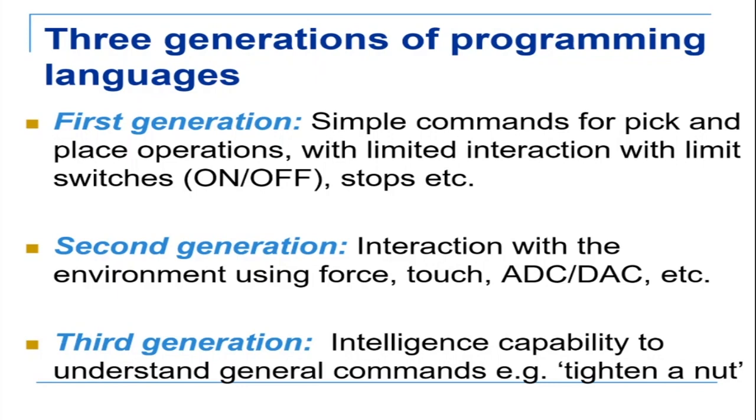Now, in terms of languages, there are three generations of programming languages. We saw that robots were essentially invented somewhere around the 1960s. With the invention of the microprocessor came robotics and NC machines. The first robots made around the 1960s were very simple robots. They were only for pick and place operations and had very limited interaction with the environment. They did not have complicated sensors to interact with the environment, like computer vision, ADCs, touch sensors, force sensors. They were simply made for pick and place applications.